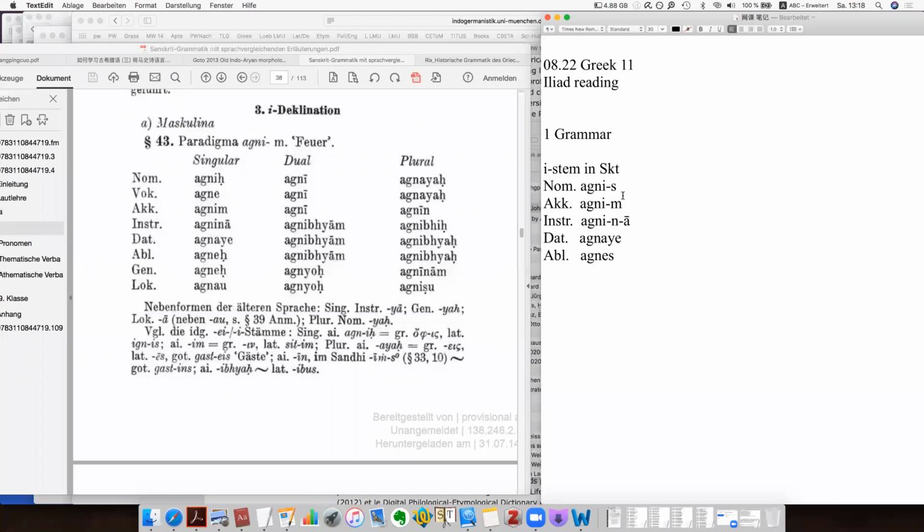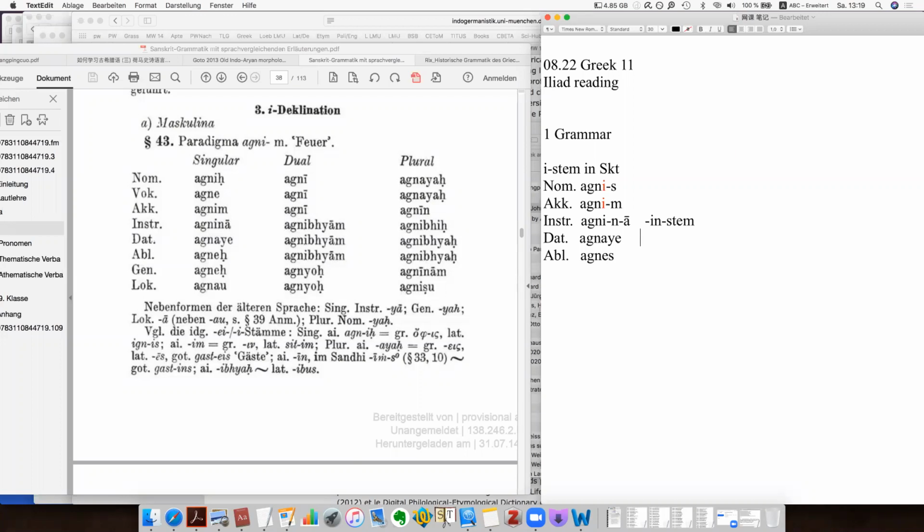So can anyone tell me what the problem here is? I think it's difficult to describe, but you find these three forms are really different, right? For this one, you can say, well, this is an i-stem, right? But for this one, it is not an i-stem. It is an n-stem, with a nasal stem.